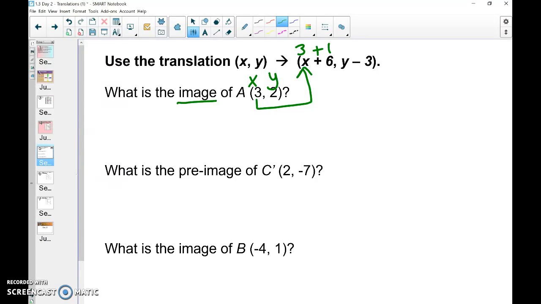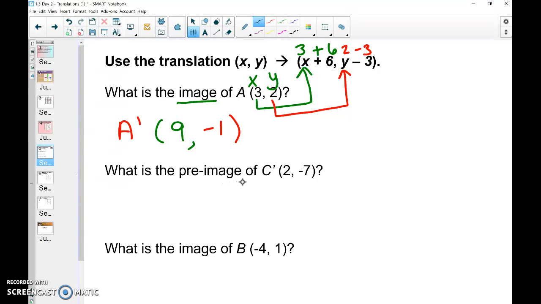What's 3 plus 6 going to become? It's going to be 9. If I plug 2 in to the y spot, what's 2 minus 3? It's -1. That means the image, the new point, which is A prime, is going to be 9, -1.